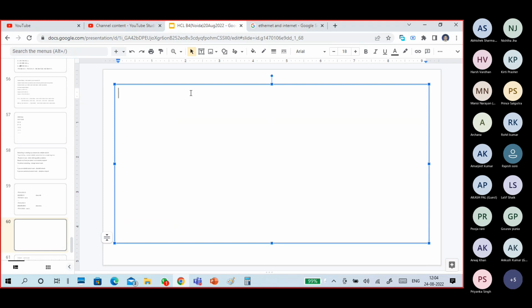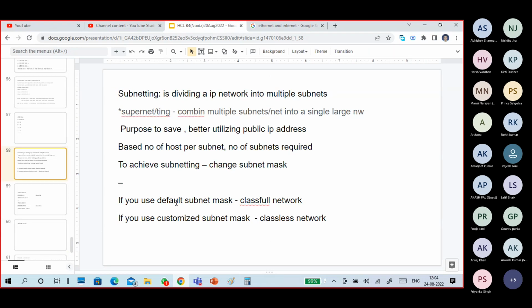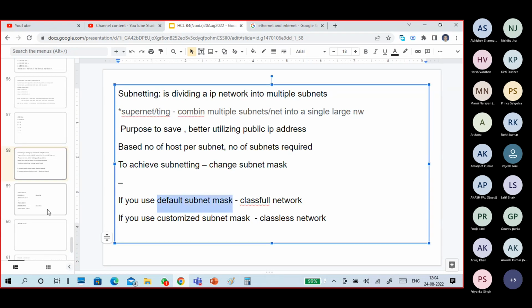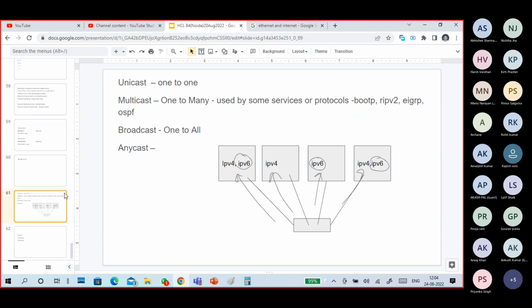Here it is: 192.168.10.0 is my network, my network ID. This is my IP address. I didn't give you a subnet mask, I only gave the IP address. So what will you understand? The default subnet mask will be applicable. You use the default subnet mask, so the type of network is classful.